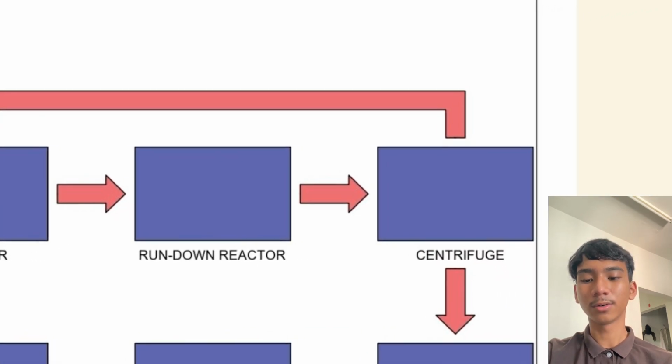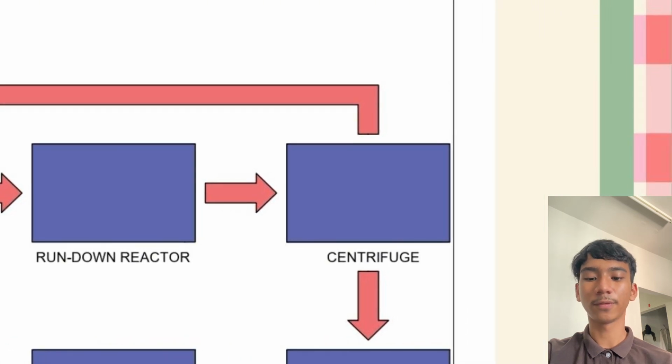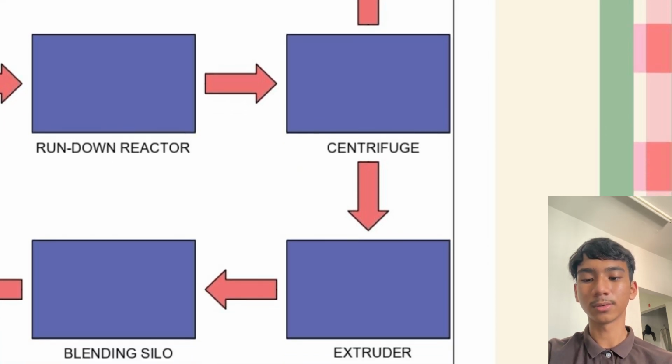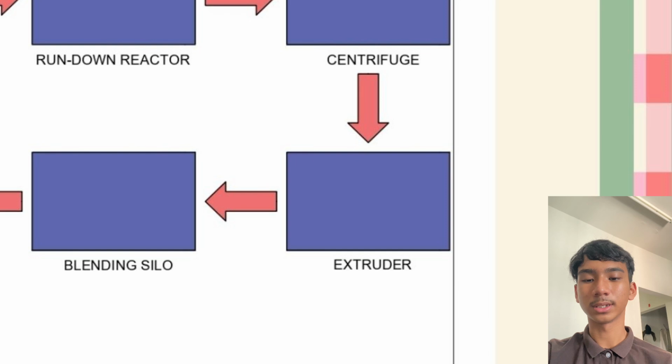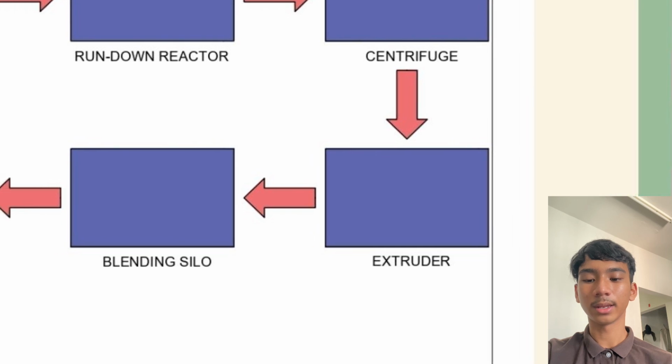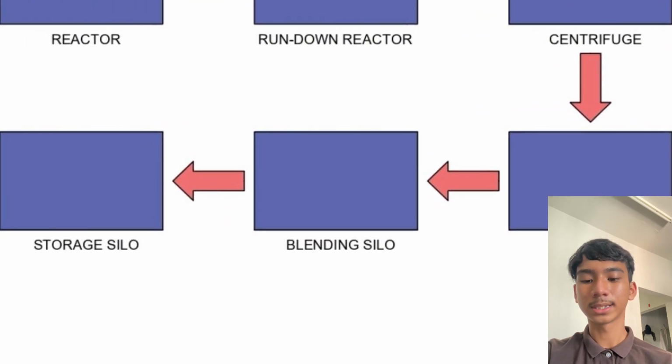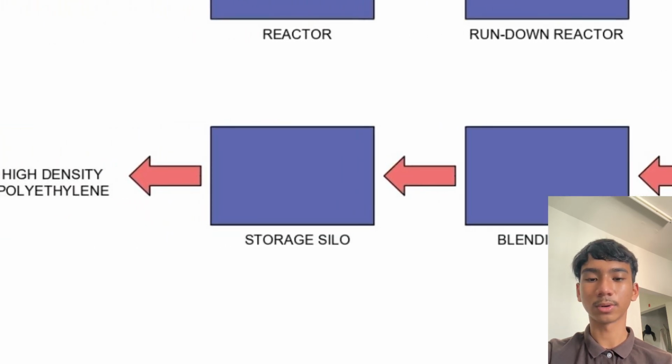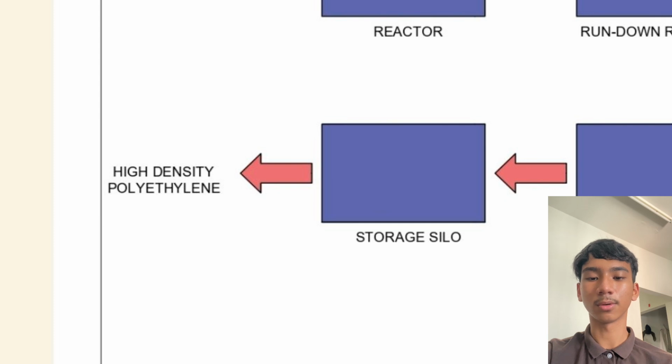After that, it goes into a centrifuge. The centrifuge separates the mixture based on density, and then it goes into an extruder. The extruder shapes the material into pellets or specific forms, and then it goes to the blending silo. This step ensures uniformity of the final products by blending different batches or grades of material. And finally, it goes into a storage silo. The storage silo serves as a holding area for the finished product, which is now high density polyethylene.